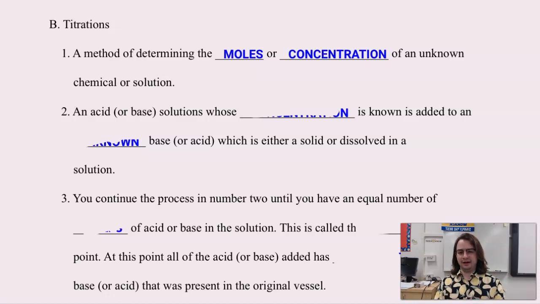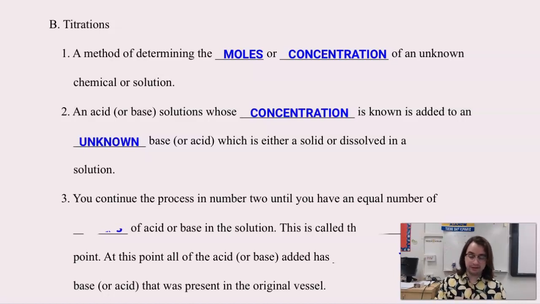We do these constantly in chemistry, and we're going to do one in this class as well. Now, I'm going to read number 2 by just reading the thing outside of the parentheses, and I'm going to read it again with the thing in the parentheses. So, an acid solution whose concentration is known is added to an unknown base, which is either a solid or dissolved in a solution, or a base solution whose concentration is known is added to an unknown acid, which is either a solid or dissolved in solution.